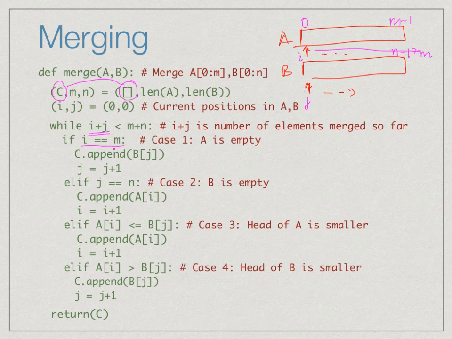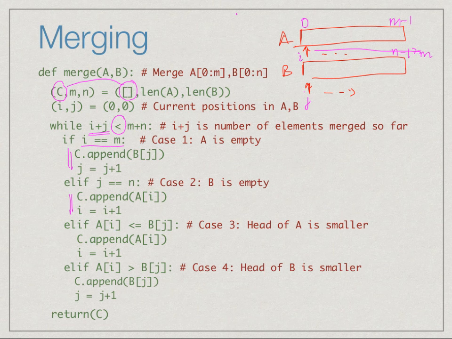Similarly, if we have finished n elements in B, but i plus j is not yet m plus n, there must be at least one element left in A. So these two things will definitely work just by checking the fact that we haven't finished all the elements, but one of the lists is exhausted.